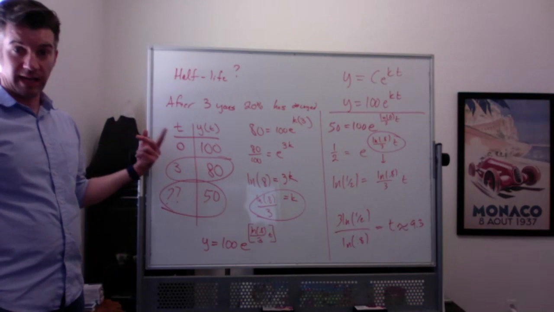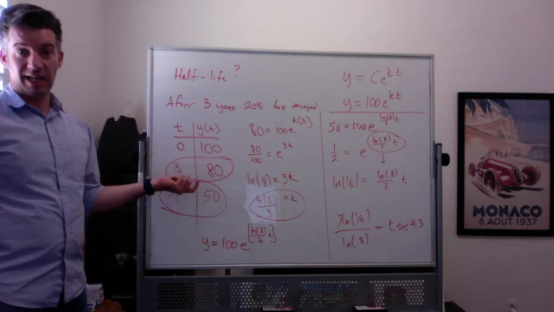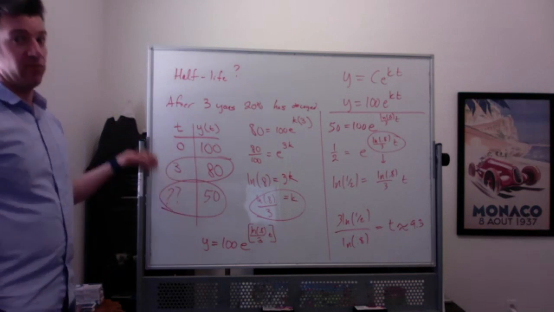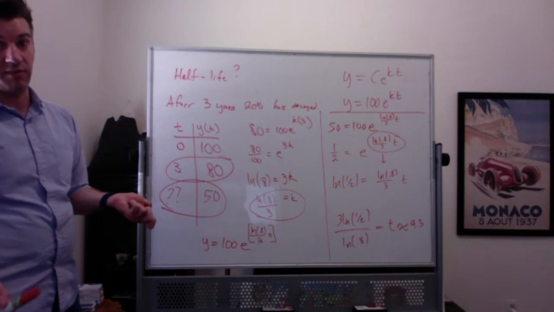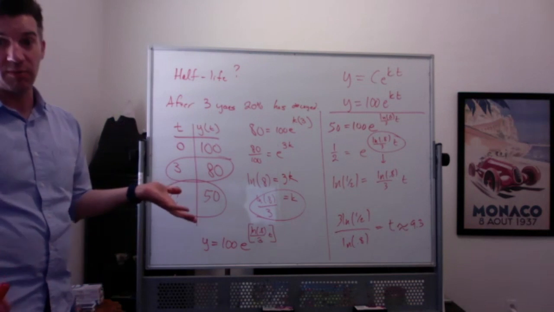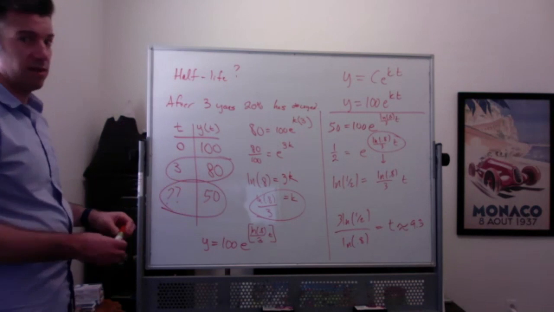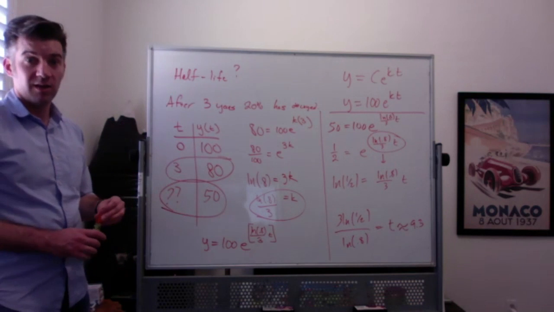I would have lost another 20%, or had retained 80%. And 80% of 80 is 64%. And then after another 3 years, I would lose 20% of 64%, or I'd have 80% of 64%, which is about 51.2%. So it makes sense, right?